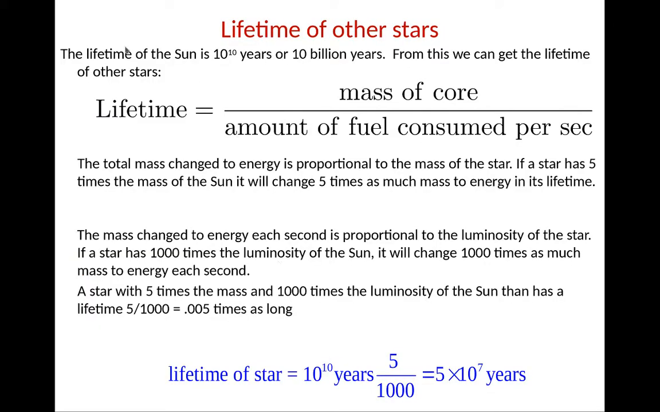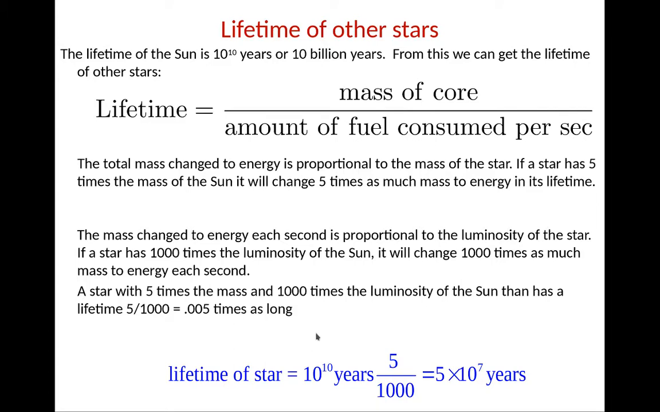There is a simpler way of doing this. We do know that the lifetime of the sun is about 10 billion years, so from this we can get the lifetime of other stars. The mass of the core scales with the mass of the star. The mass of the core in the sun is 1/10 the mass of the sun, and for other stars it might be 1/10 the mass of those stars. The total amount of fuel consumed per second is related to the luminosity. If a star is 1,000 times brighter than the sun, it consumes 1,000 times more fuel per second.